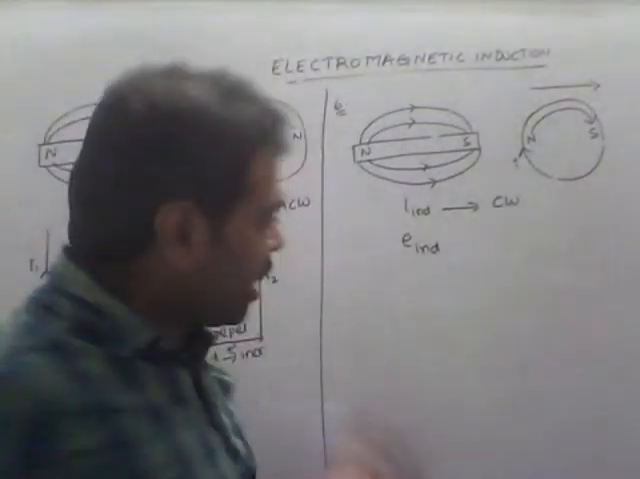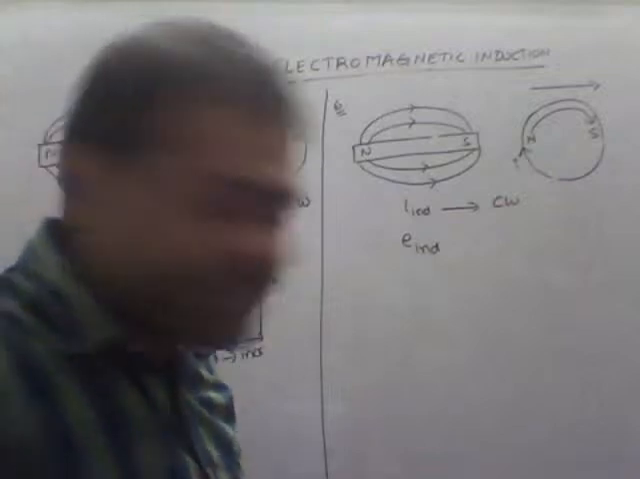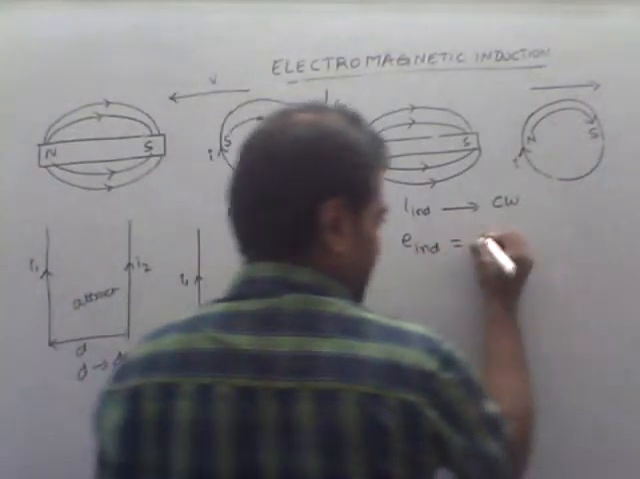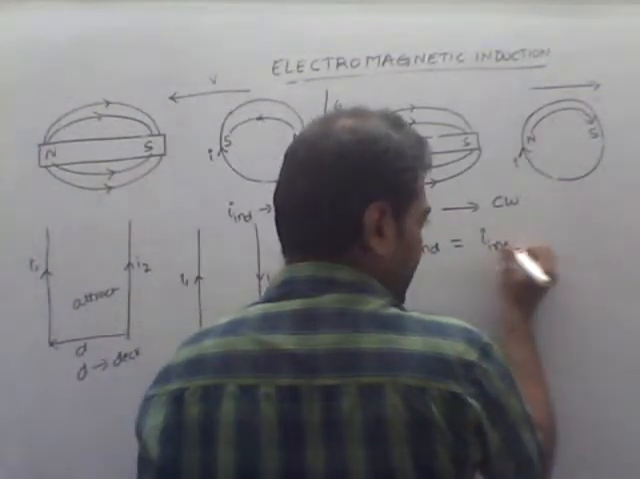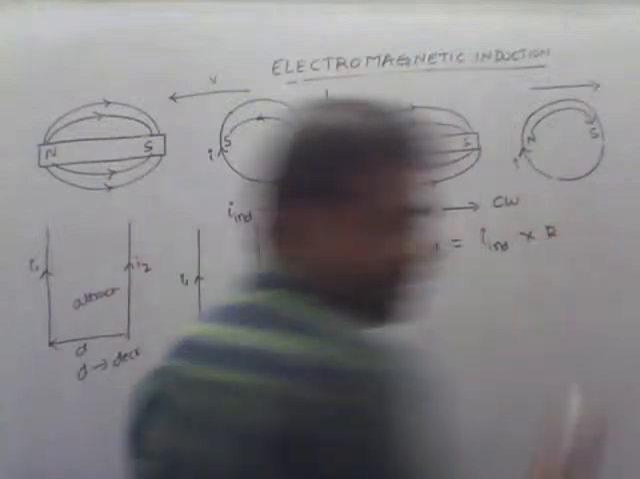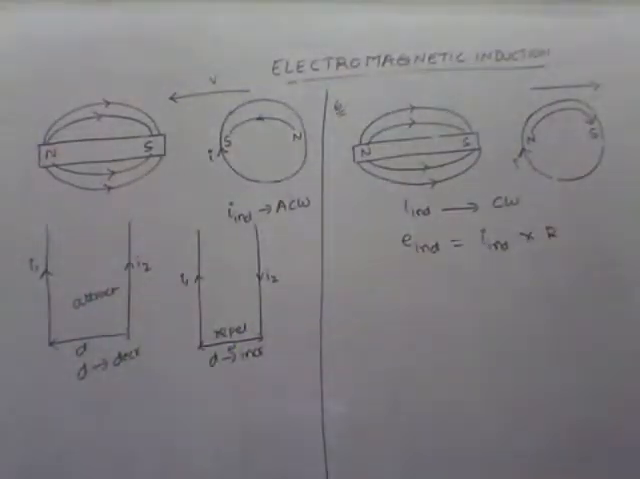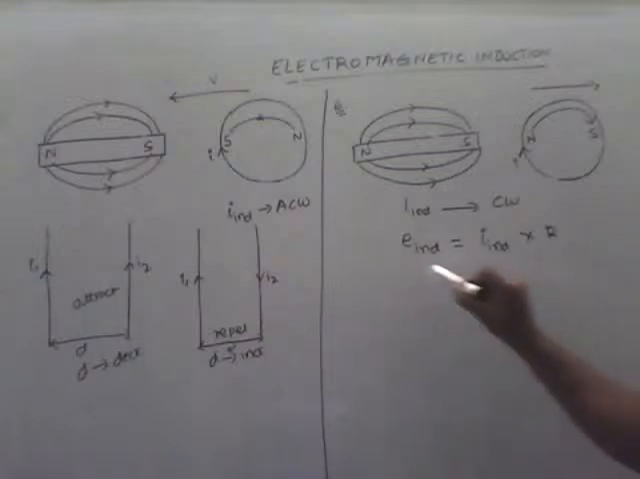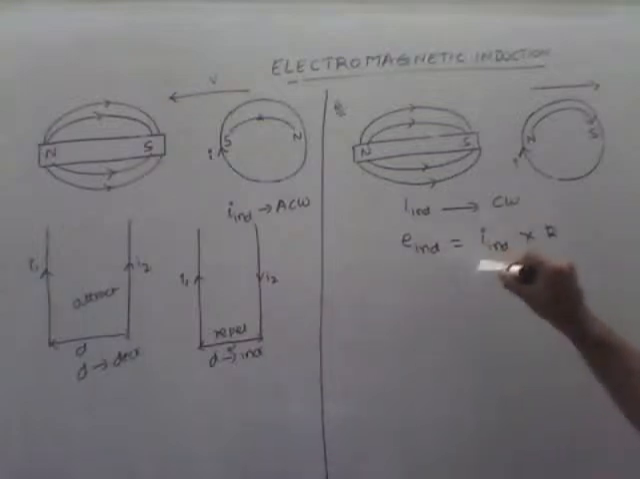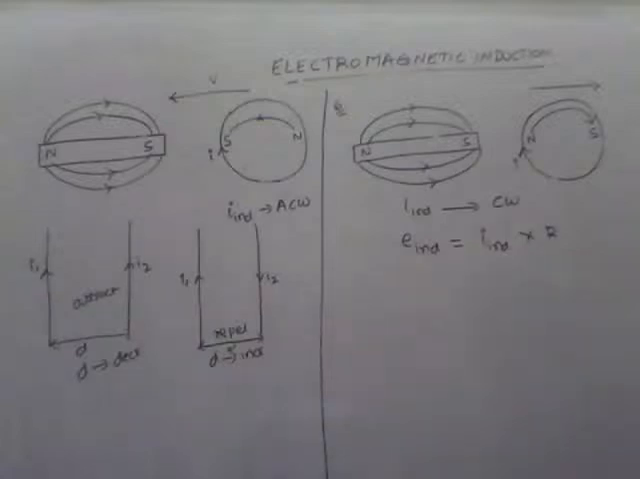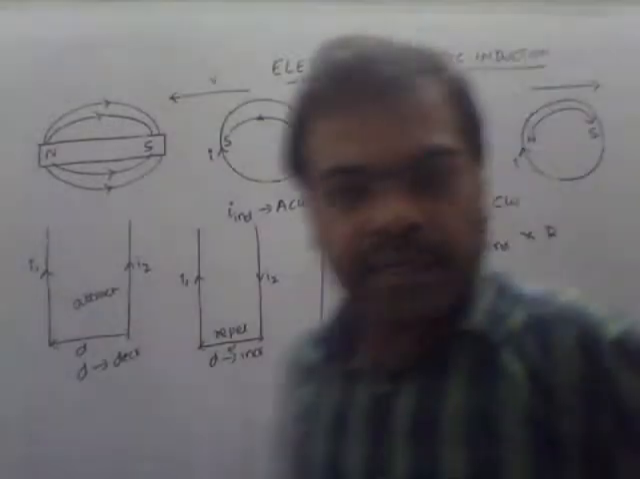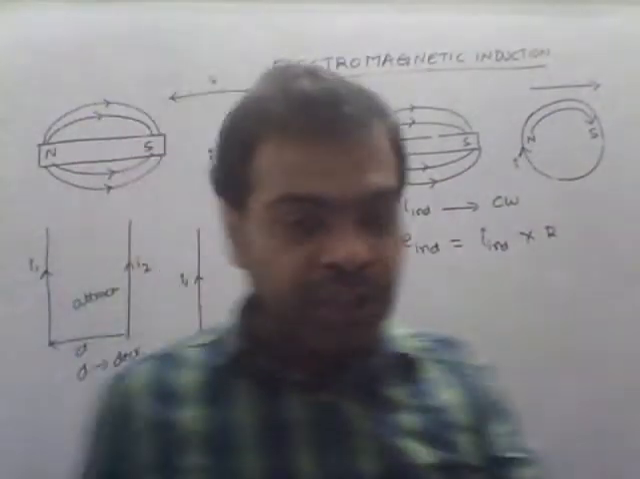According to Ohm's law, I can say that induced EMF equals induced current times the resistance of the coil. So here we can say that the direction of induced EMF is along the direction of the induced current.